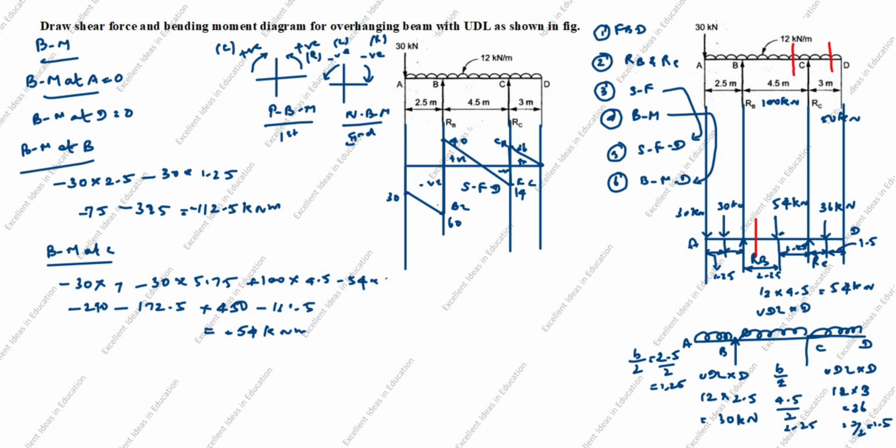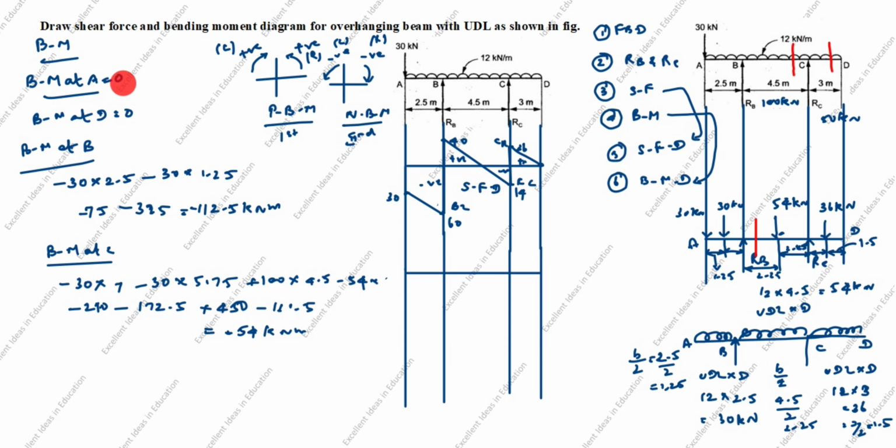Now we will draw bending moment drawing. Bending moment at A is equal to 0. So this portion is 0. Bending moment at D is equal to 0. Next, bending moment at B. B is minus 112.5. So 112.5 we will take it as here. Next, C is minus 54. So minus 54 we will take it here. Now we will draw the parabolic curve.